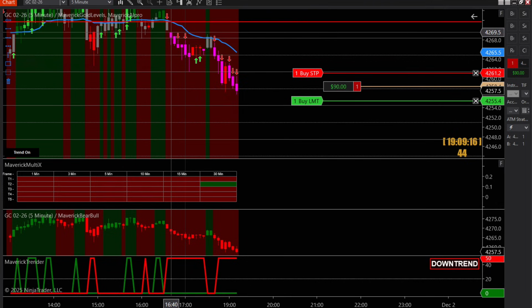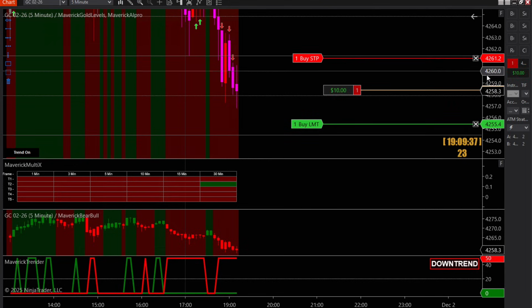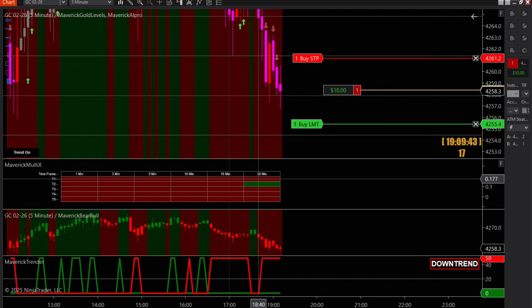And look, this sucker has come down from 42.69 all the way to 42.57. So a $12 move. That is a huge move on gold, okay? Because gold, there's 10 ticks to $1. So we're below the Maverick guide. We have a red background. We have hot pink candles. Look at all these down confidence arrows. 1, 2, 3 down confidence arrows.